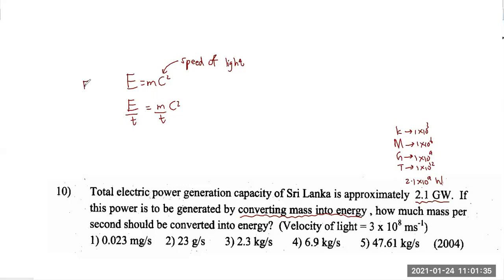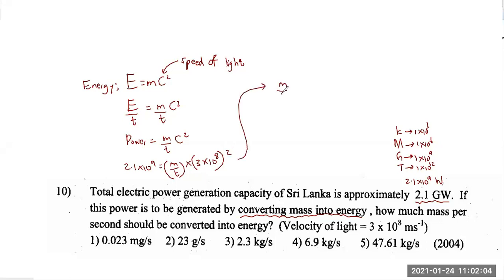Now, energy over time. When you divide energy by time, you will be getting power equal to mass divided by time into c square. That is what we are supposed to find, how much mass per second. For power, you should carefully substitute 2.1 into 10 to the power 9, and mass over time we have to find out, and multiply that by 3 into 10 to the power 8 squared. And moving on, mass over time is going to be 2.1 into 10 to the power 9 divided by 9 into 10 to the power 16. Correct? And when you divide 2.1 by 9, I think you will be getting 0.23. By looking at the answers, I can assume that 0.23, and you have to carefully simplify the 10 to the powers. It's 10 to the power minus 7, right?